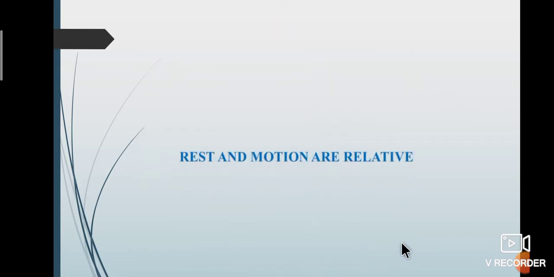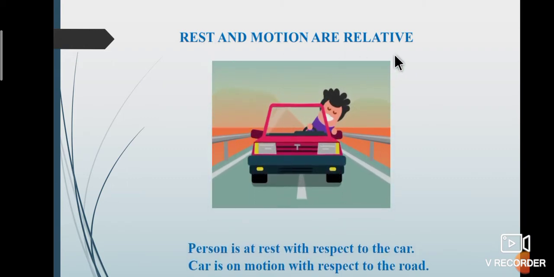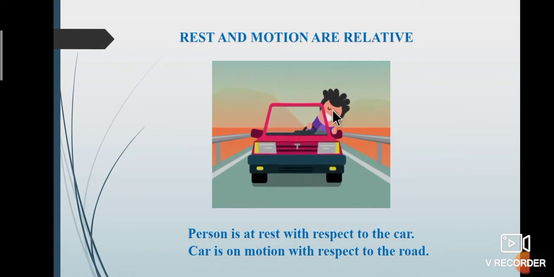From motion and rest, we get an idea that both are relative. Shall we see the example? Here, the person is at rest with respect to the car. The car is in motion with respect to the road. So finally, an object is at rest in relation to a certain set of objects and moving in relation to another set of objects. This implies that rest and motion are relative.